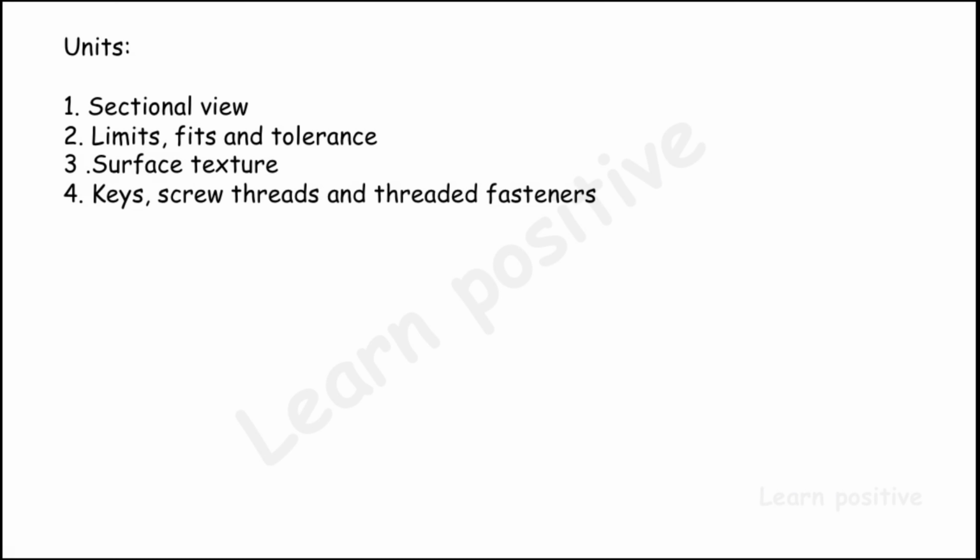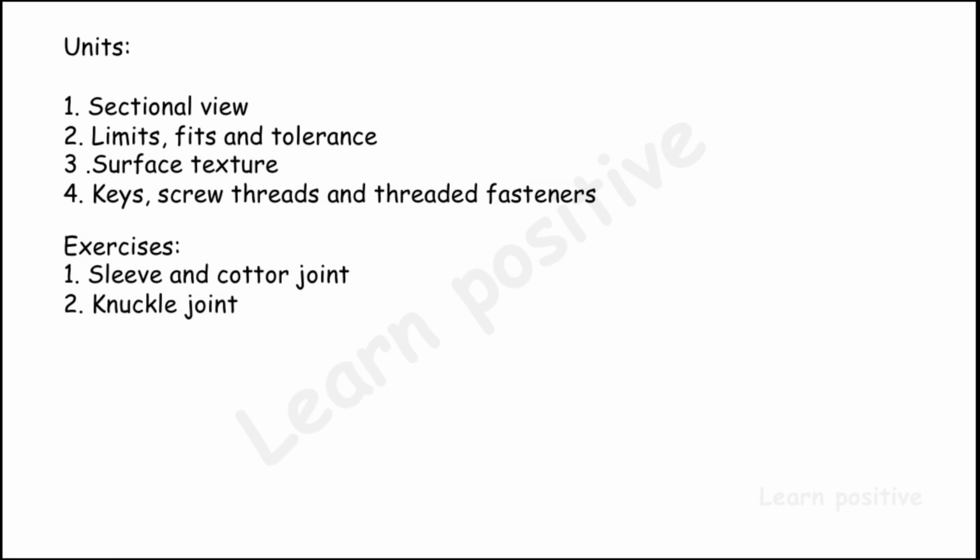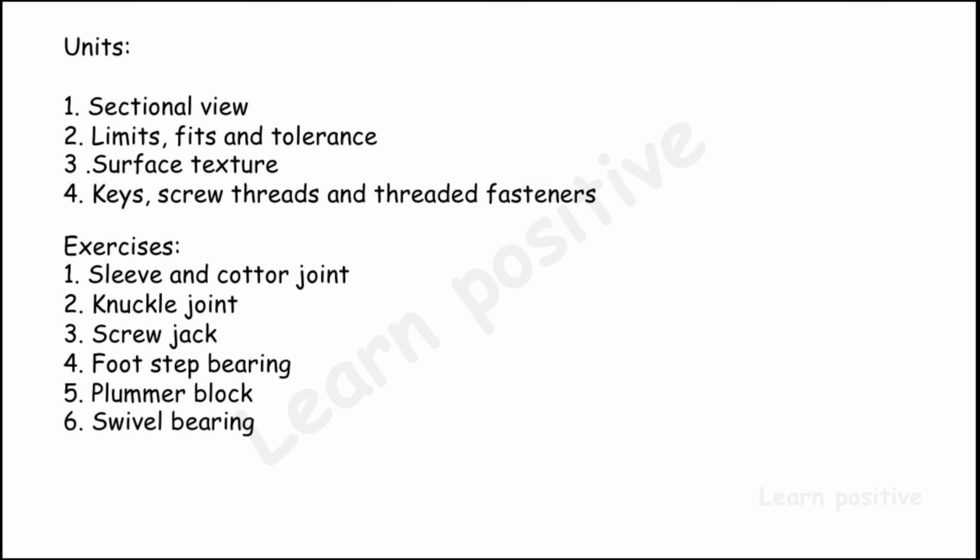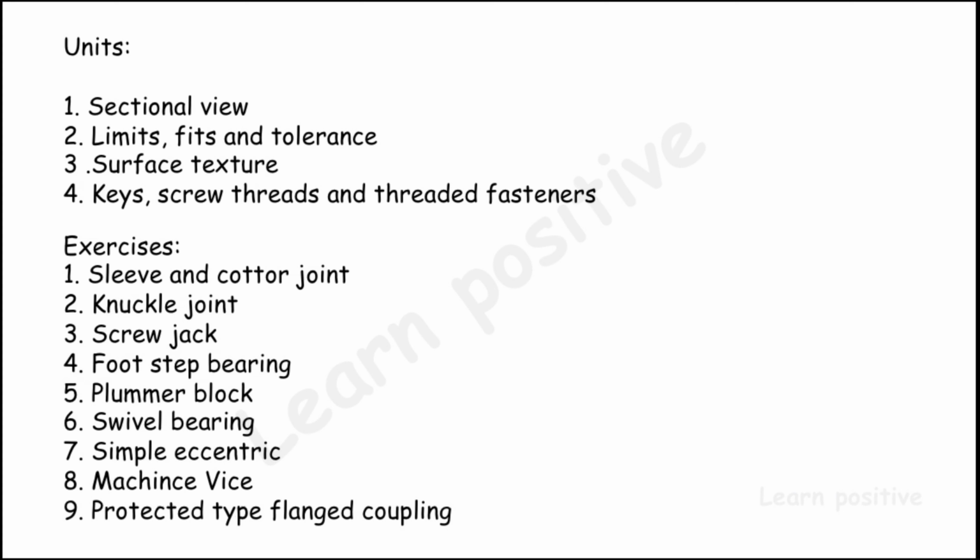For that we have exercises. There are 10 exercises present in the machine drawing subject. They are sleeve and cotter joint, knuckle joint, screw jack, footstep bearing, plummer block, swivel bearing, simple eccentric, machine vice, protected type flange coupling, and finally connecting rod. These 10 drawings are exercises, and I will give the details of how I am going to split these exercises with the units for the videos.